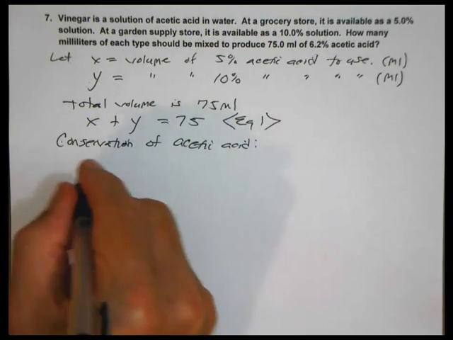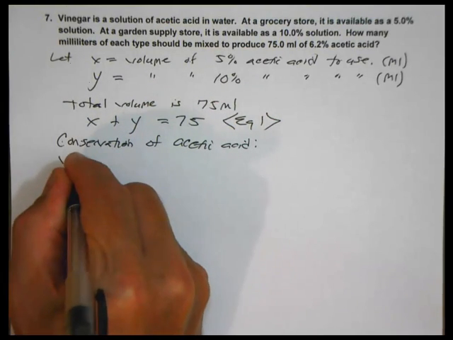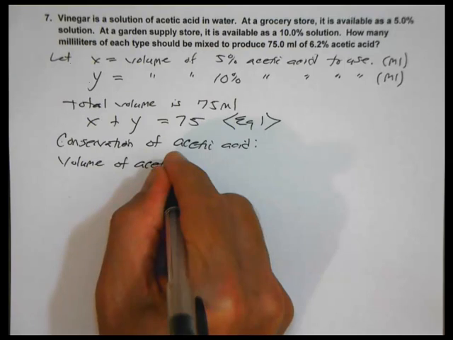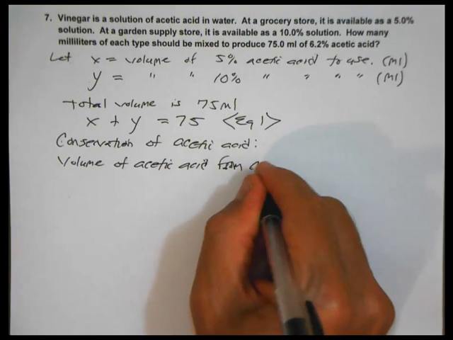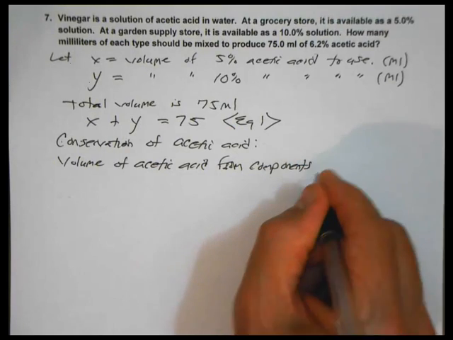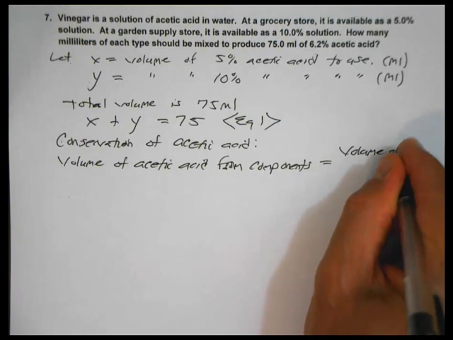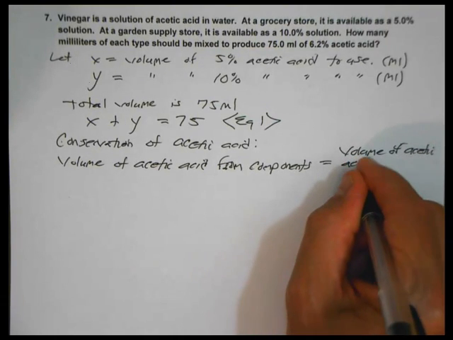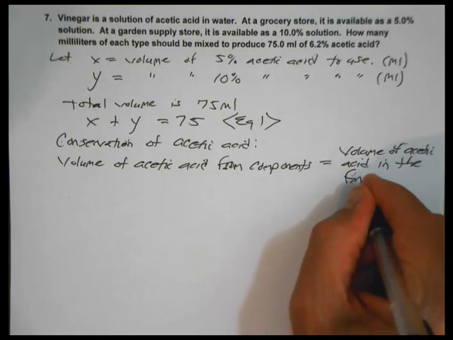And let's elaborate on that. So what do we exactly mean by conservation of acetic acid? We mean that the volume of acetic acid from the components, that is, the two items that are being put into the mix, has got to equal the volume of acetic acid in the final solution.